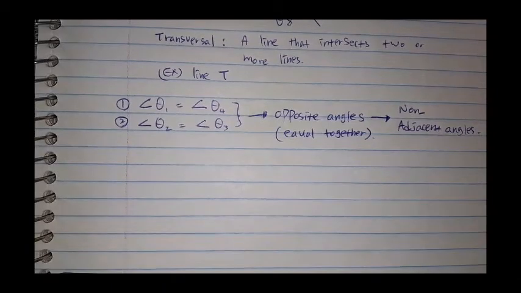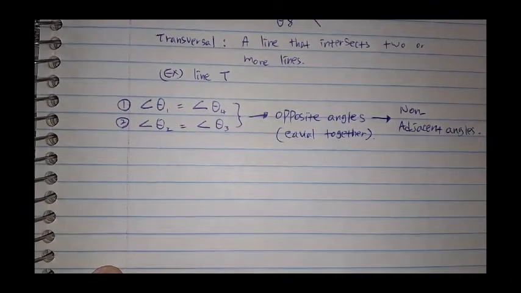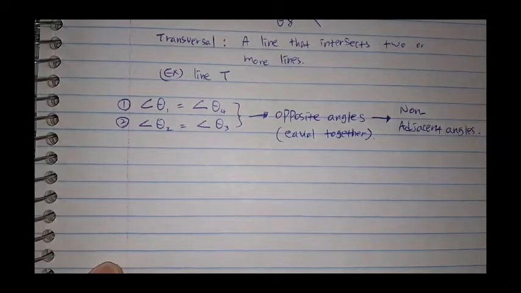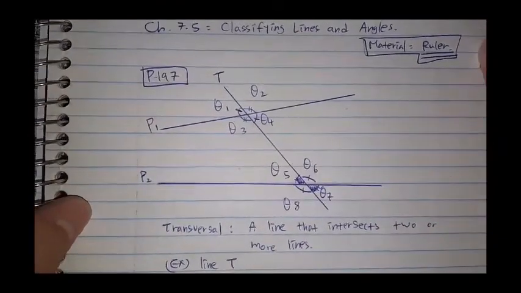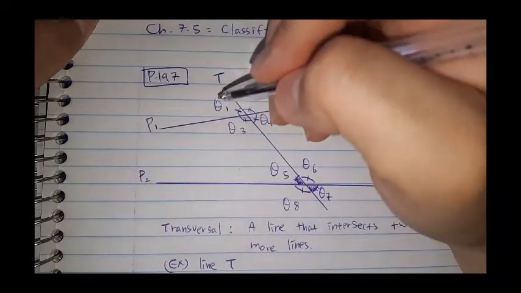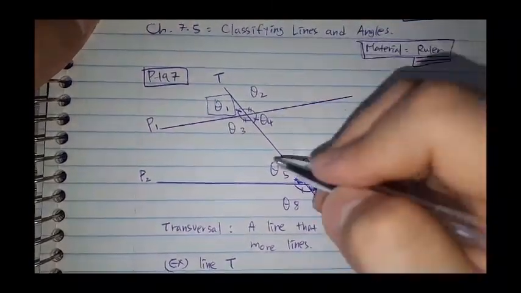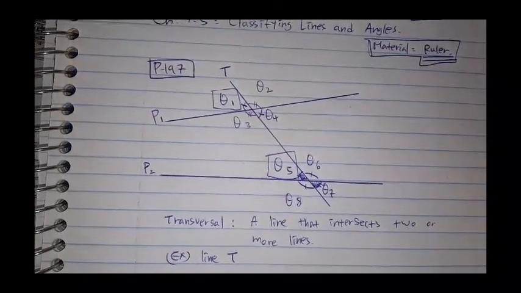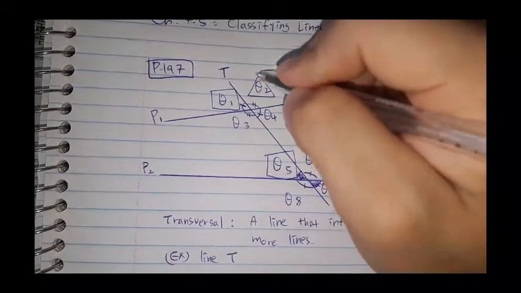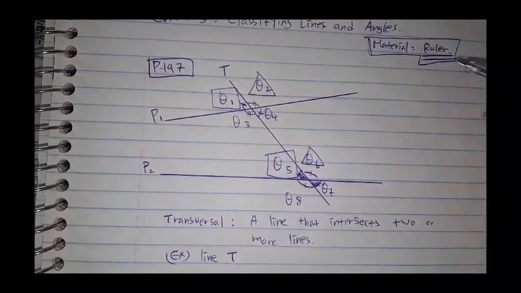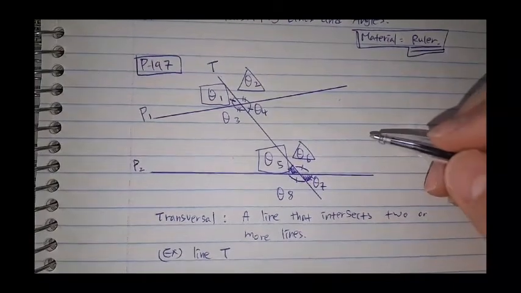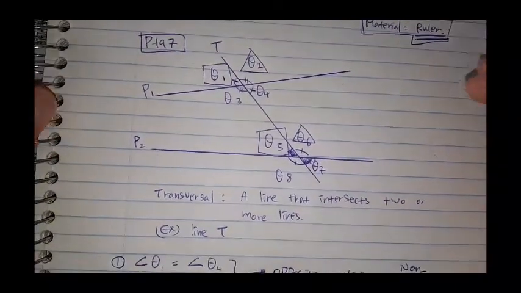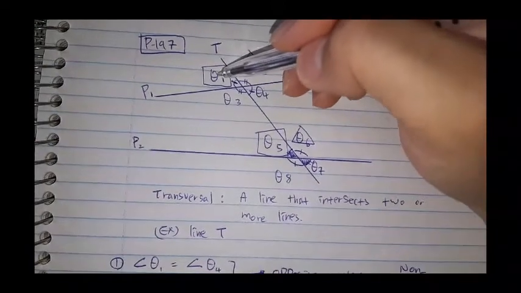Now, let's talk about the next angle relationship. The next angle relationship is known as corresponding angles. Corresponding angles are paired, and location is quite significant. I want you to put a circle or square on angle 1 and angle 5. As you notice, and angle 2 and angle 6 with triangle. Now, angle 1 and 5, let's look at those pair first.